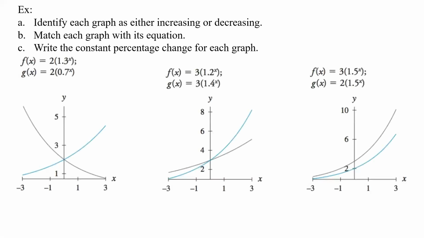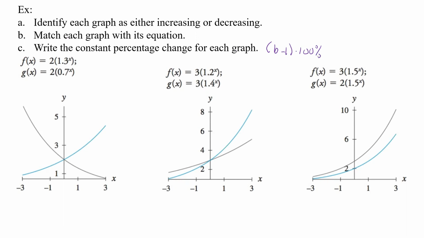All right, so here we need to identify each graph as either increasing or decreasing, pretty easy to do. Match each graph with its equation, maybe not quite as easy to do. And then write the constant percent change for each graph. All right, well, that won't be too hard to do either because we know that all we have to do for this one is take b minus 1 times 100%.